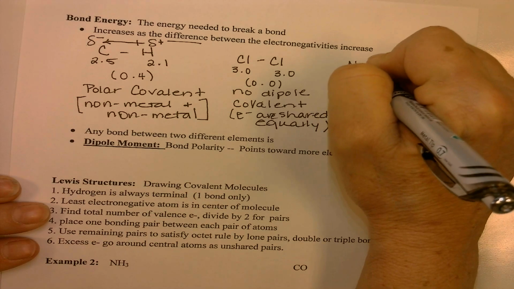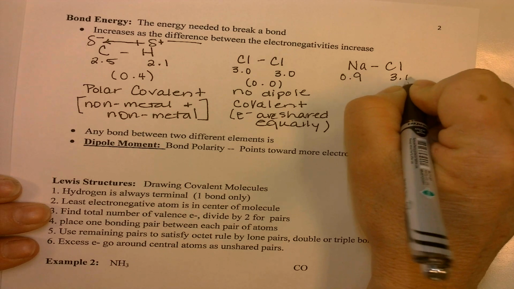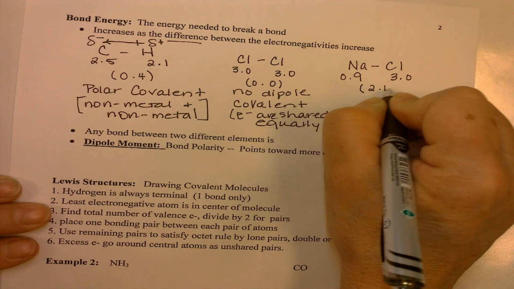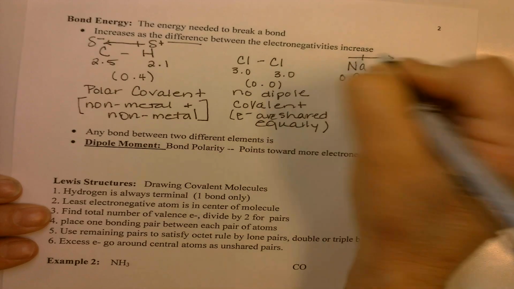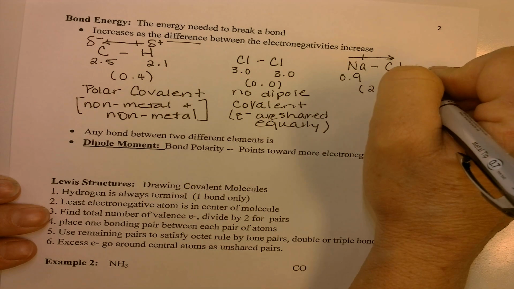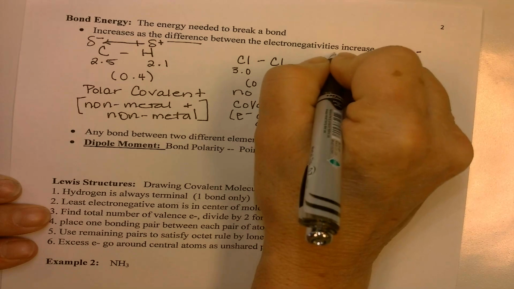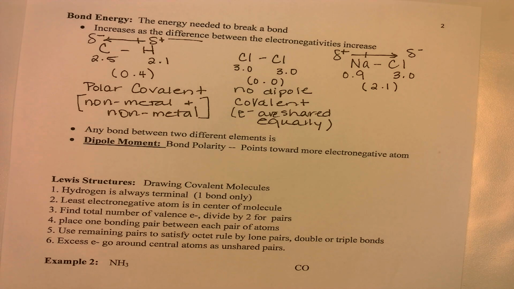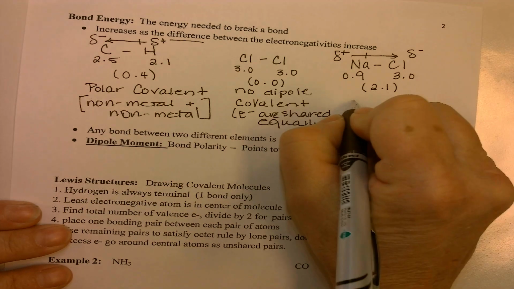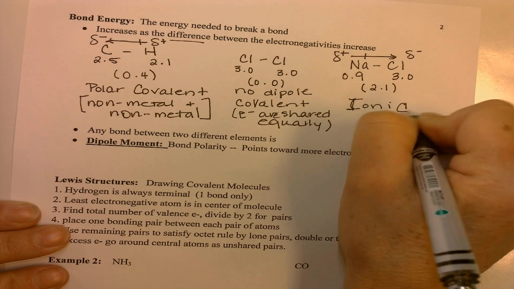Lastly, we're going to look at sodium chloride. Sodium is 0.9. Chlorine is 3.0. The difference is 2.1. This is a large difference. There is a dipole where chlorine is going to get the electrons more for a greater amount of time, which means that chlorine has a negative charge and sodium has a positive charge. This is called an ionic bond. Ionic.